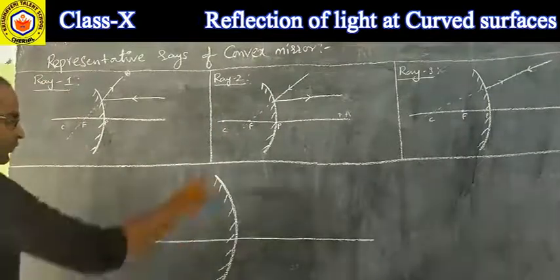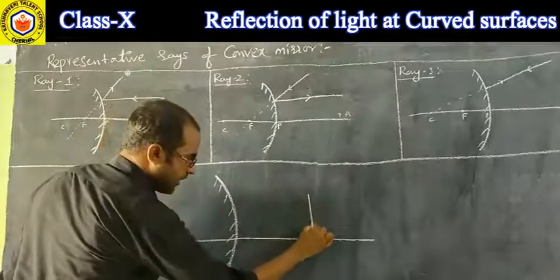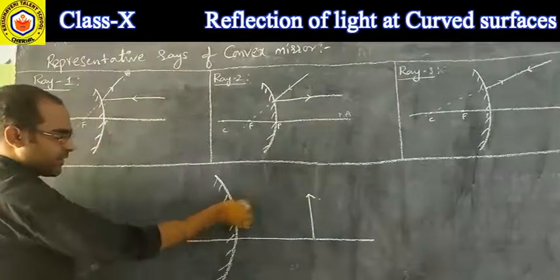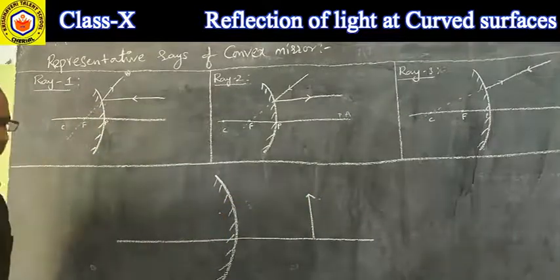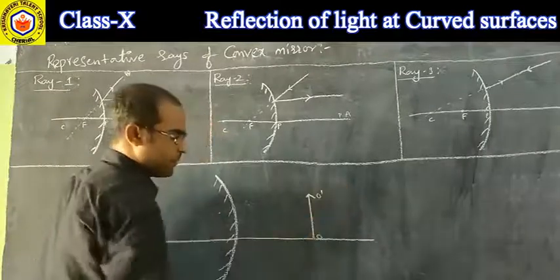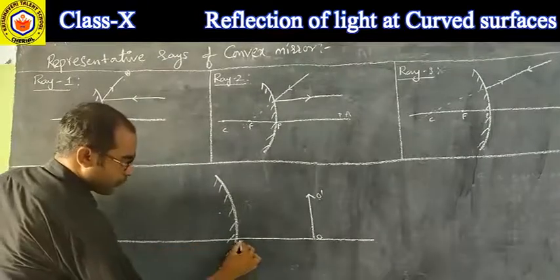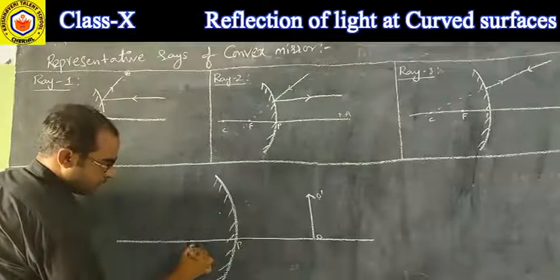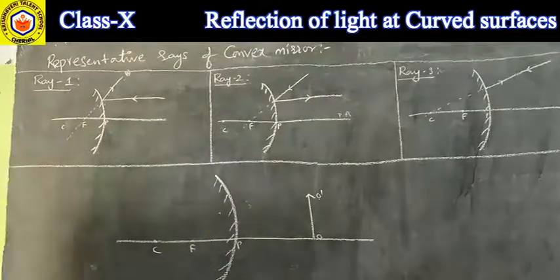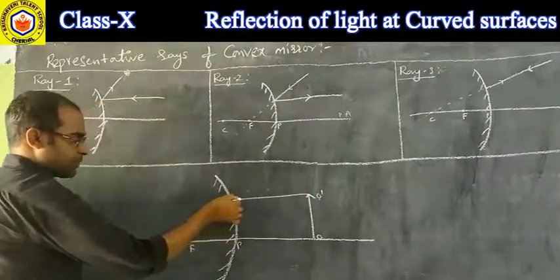So let us take the convex mirror and let us place an object at any place in front of a convex mirror. So this is the reflecting surface, non-reflecting surface. So object O dash or AB also you can take, there is no problem in that. So here it is a pole, focus, center of curvature. So let us take the first ray, a ray which is parallel to the principal axis.